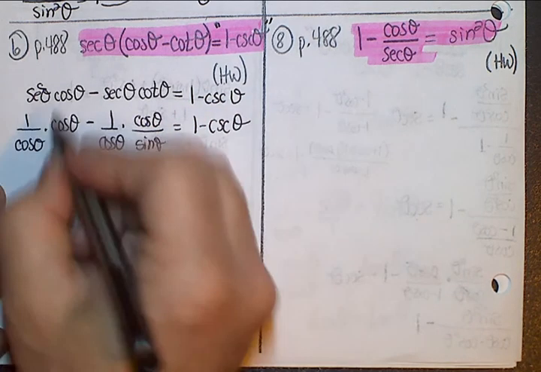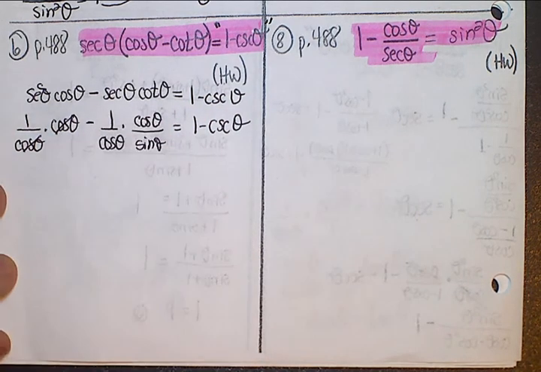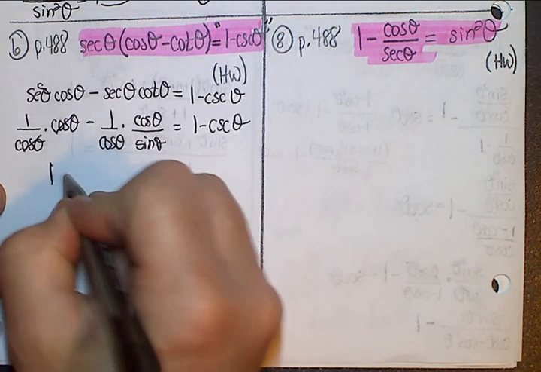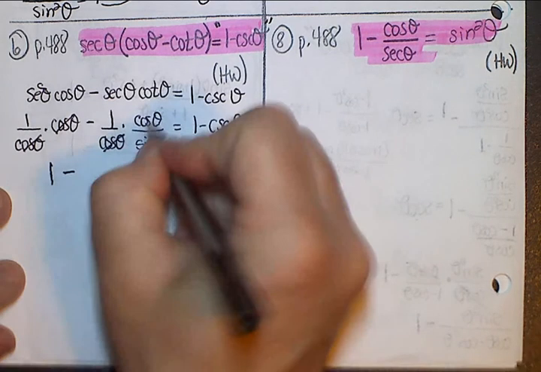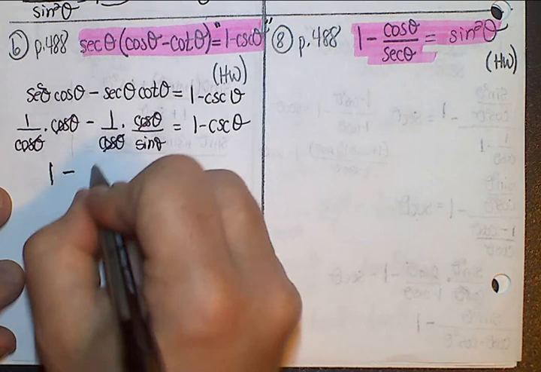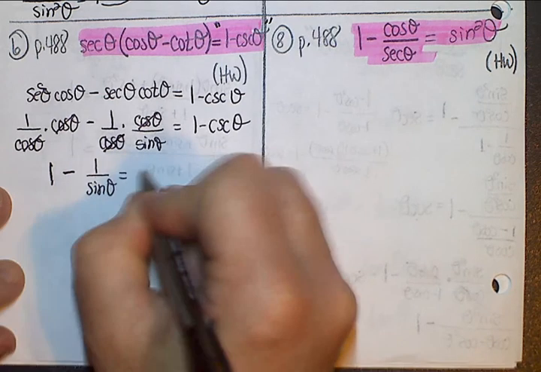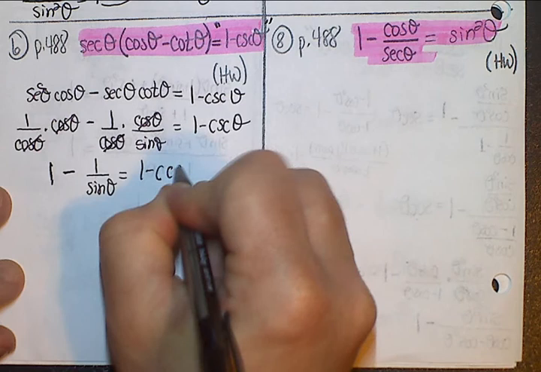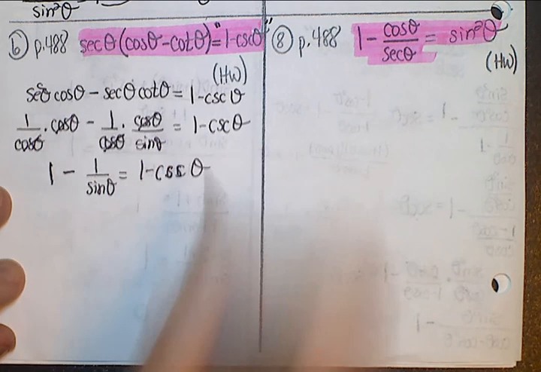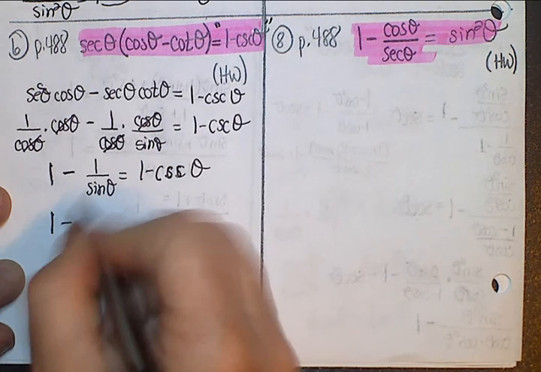The two cosines here will cancel, leaving me with a 1 minus, these two cosines will cancel, 1 over sine theta, that has to be 1 minus cosecant theta. And 1 minus 1 over sine. 1 over sine is cosecant.